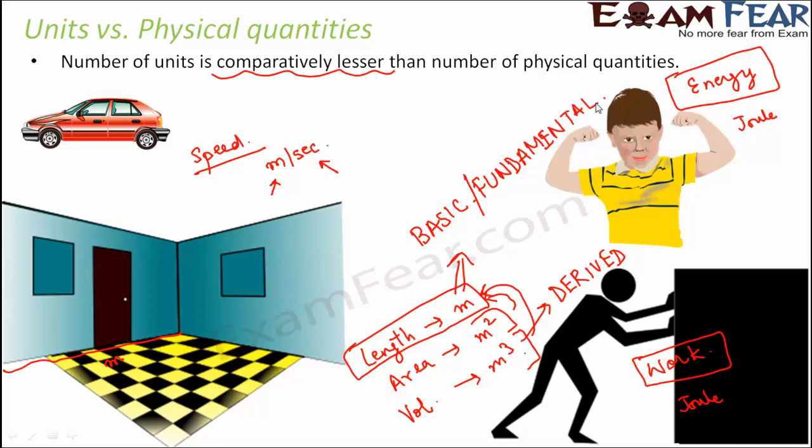Now looking at all these examples, you can understand why the number of units is lesser than the number of physical quantities. Please do not bother yourself with terms like speed, energy and work, because these are different physical quantities about which you will learn in your higher classes. This slide was just to give you an idea that if there are 10 physical quantities existing, then the number of units would always be less than 10.